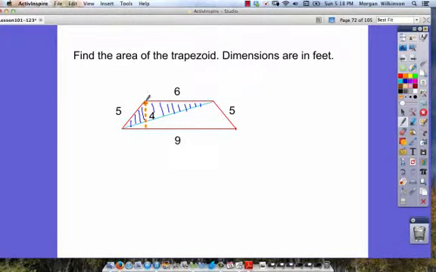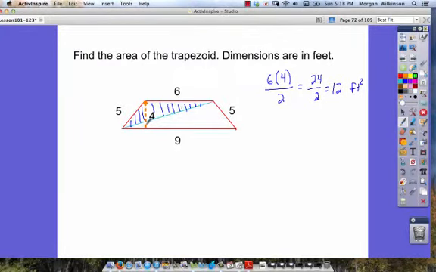If we look at this triangle, well, the base is 6 and the height is 4. So 6 times 4, and we're going to have to divide that by 2 because it's a triangle. So 6 times 4 is 24, and half of 24 is 12. So that blue piece will be 12 square feet.